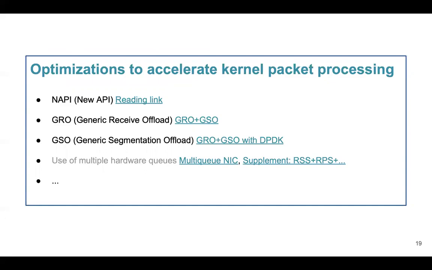The network community has provided optimization mechanisms to accelerate the kernel network stack. NAPI or the new API issues a single interrupt for a batch of packets. Generic receive offload, GRO, combines the packets of the same receive stream so that the network stack processing is done once for the entire packet stream. Similarly, generic segmentation offload, GSO, is the opposite of GRO, where the packet to be transmitted is not split until it reaches the NIC driver.